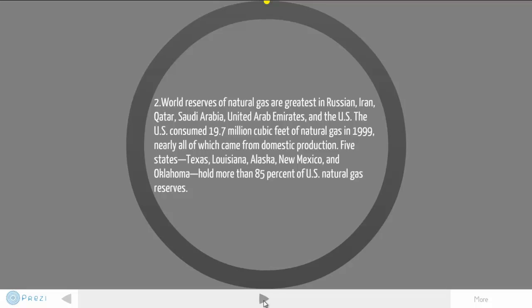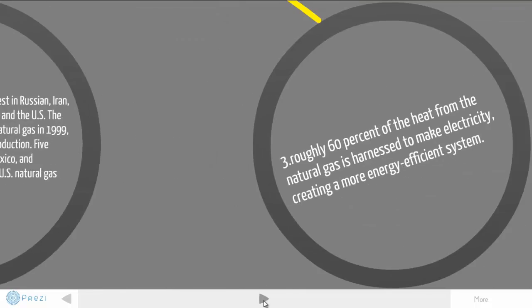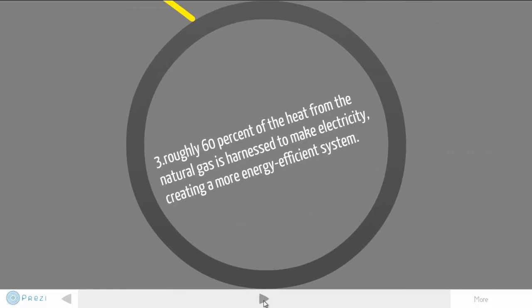The U.S. consumed 19.7 million cubic feet of natural gas in 1999, nearly all of which came from domestic production. 5 states, Texas, Louisiana, Alaska, New Mexico, and Oklahoma, hold more than 85% of U.S. natural gas reserves. Roughly 60% of the heat from the natural gas is harnessed to make electricity, creating a more energy-efficient system.